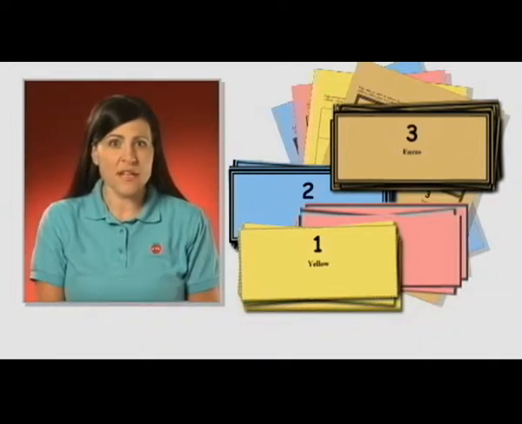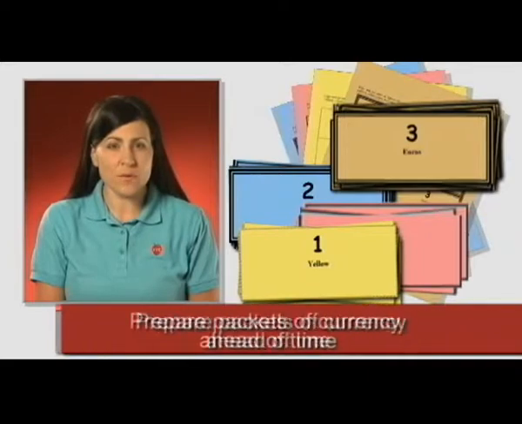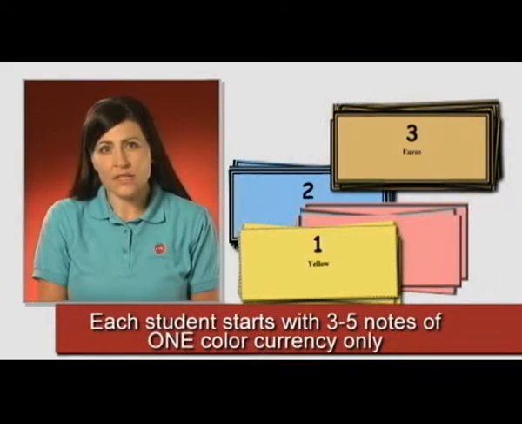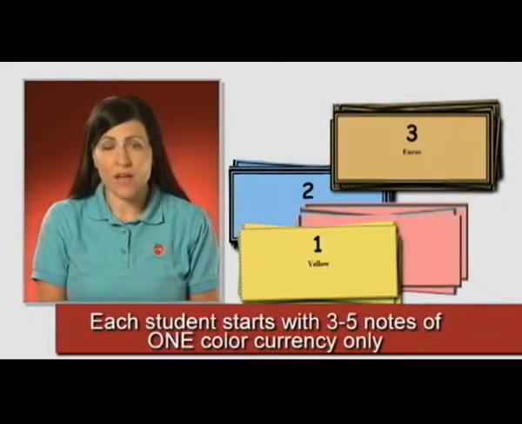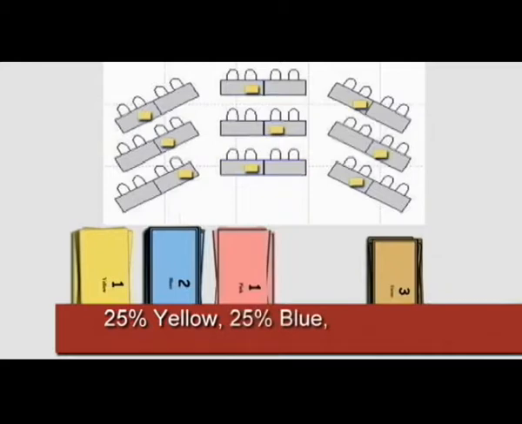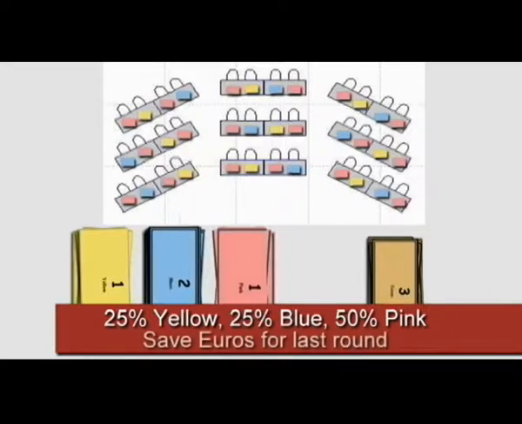During the activity, distributing currency can become quite time-consuming, so it's best if you can prepare packets of currency for the students ahead of time. Randomly vary the amount of currency so that each student starts with 3 to 5 notes of one color currency. A quarter of your students will get only yellow currency. Another quarter will get only blue currency, and the remaining half will get only pink currency. Save the euros for the last round. No student should have euros in the first 2 rounds.